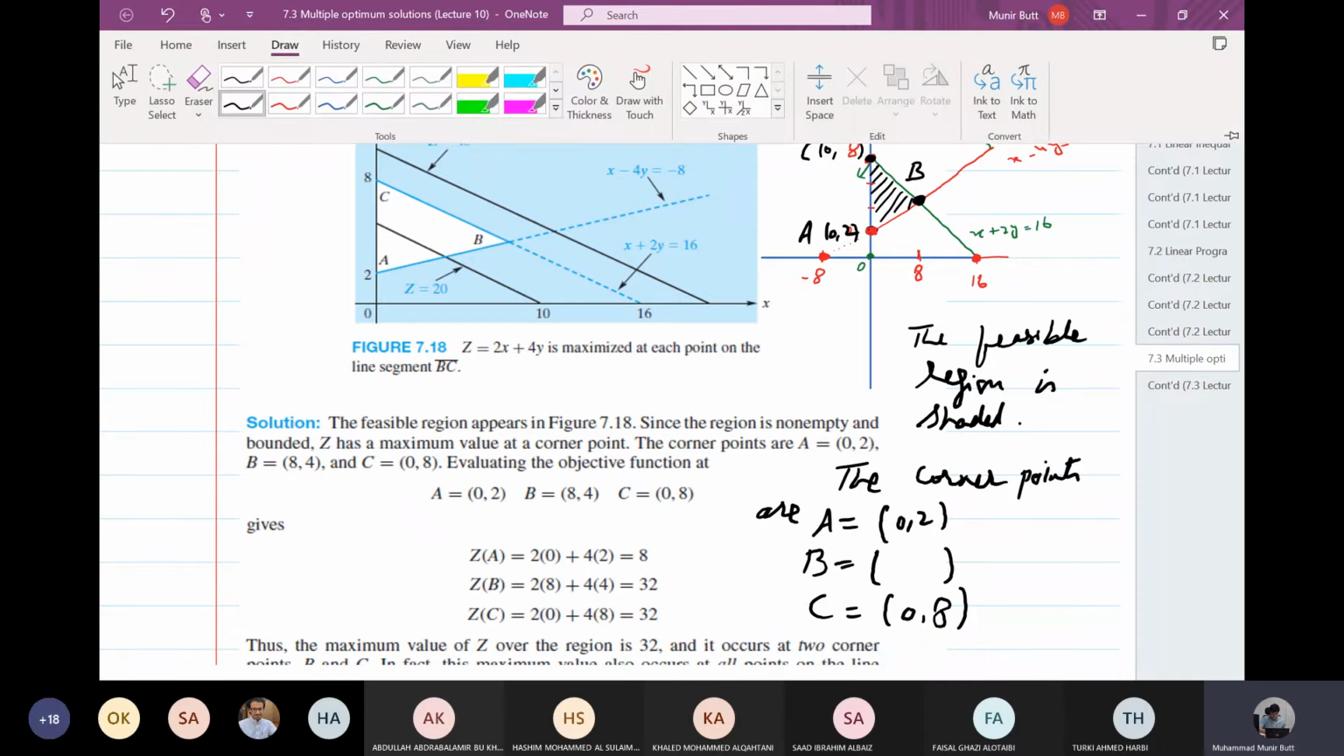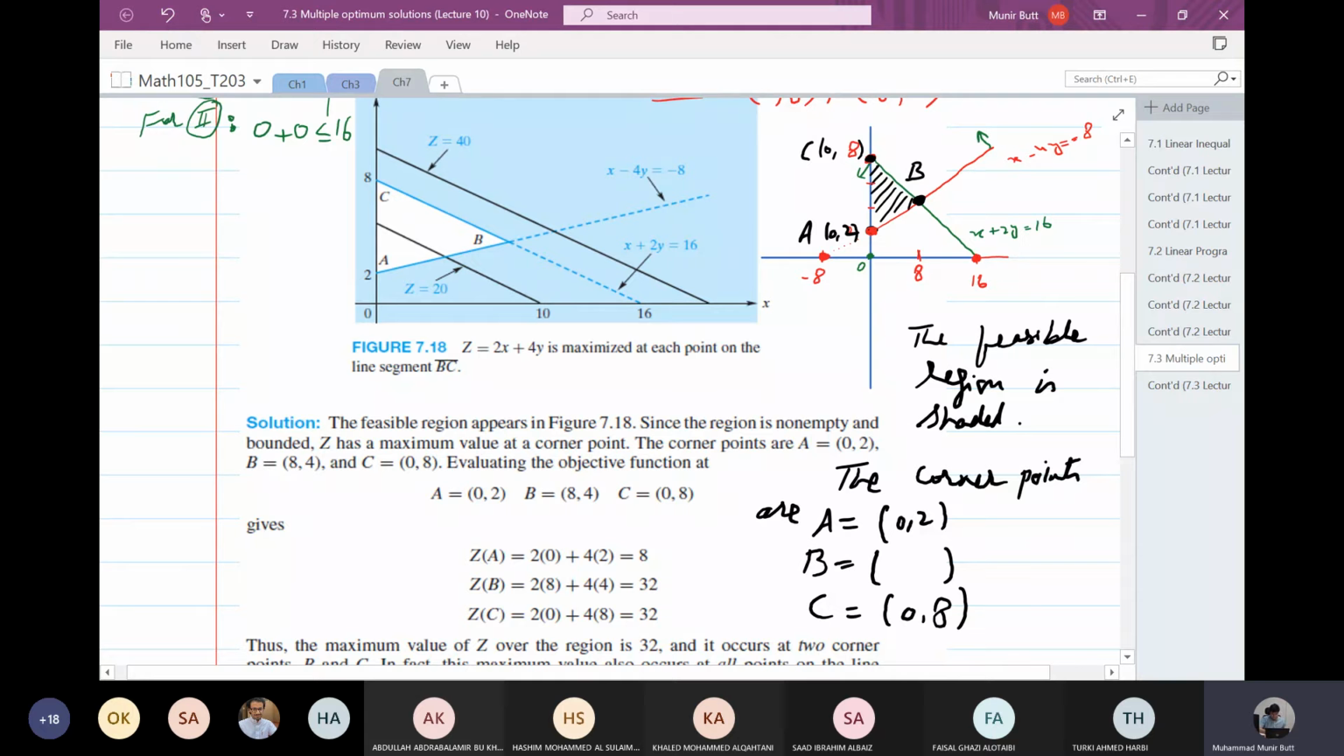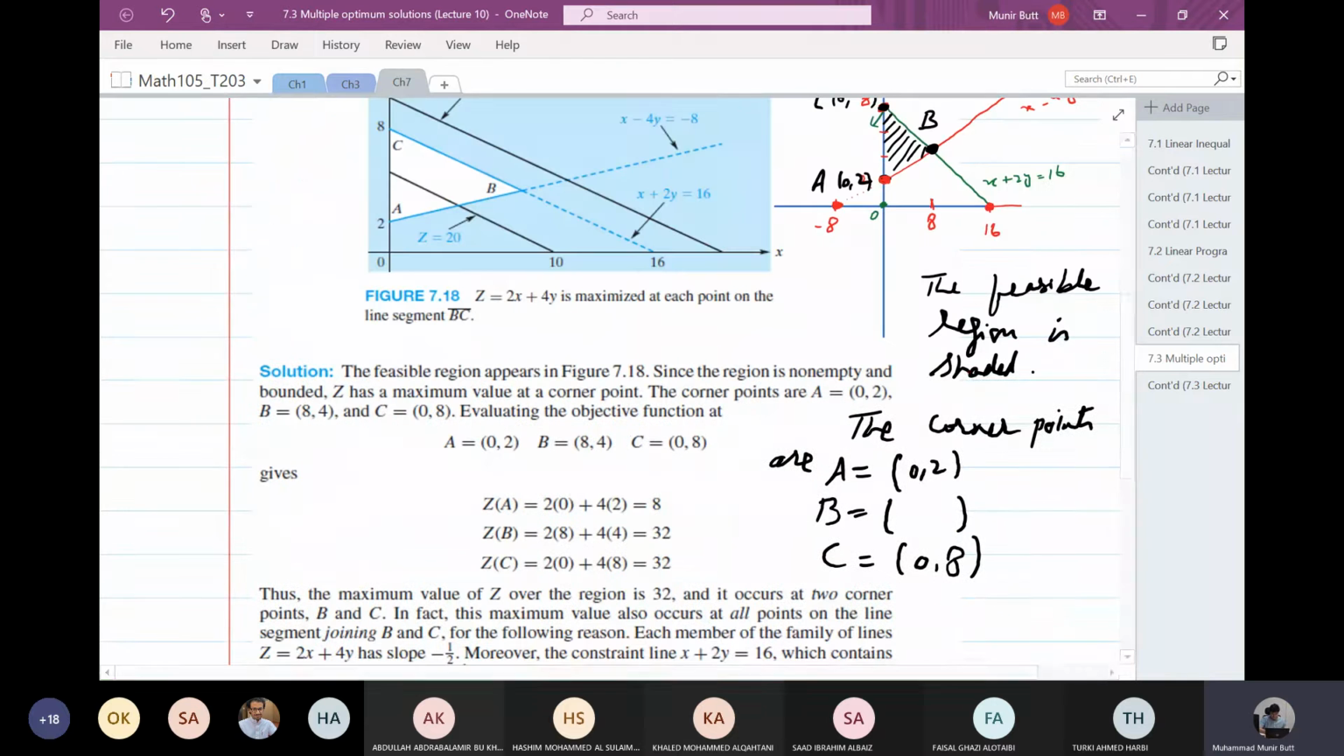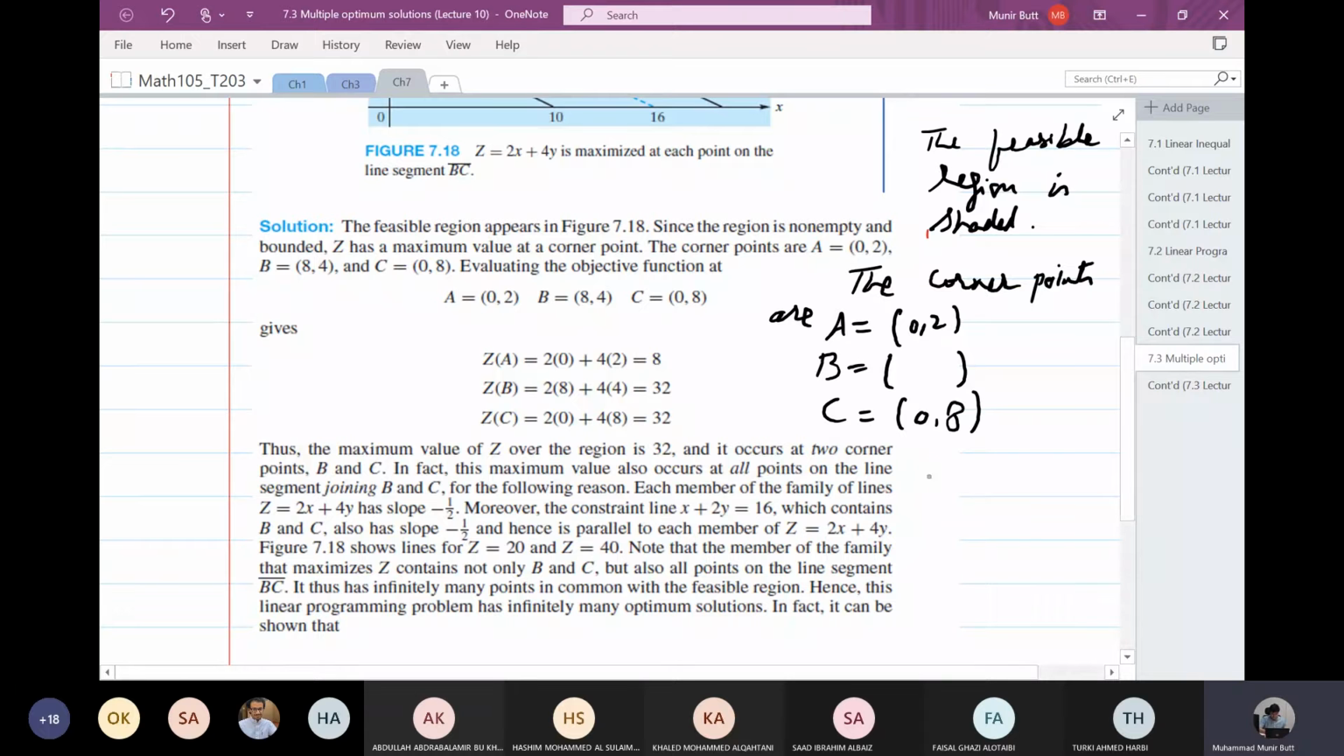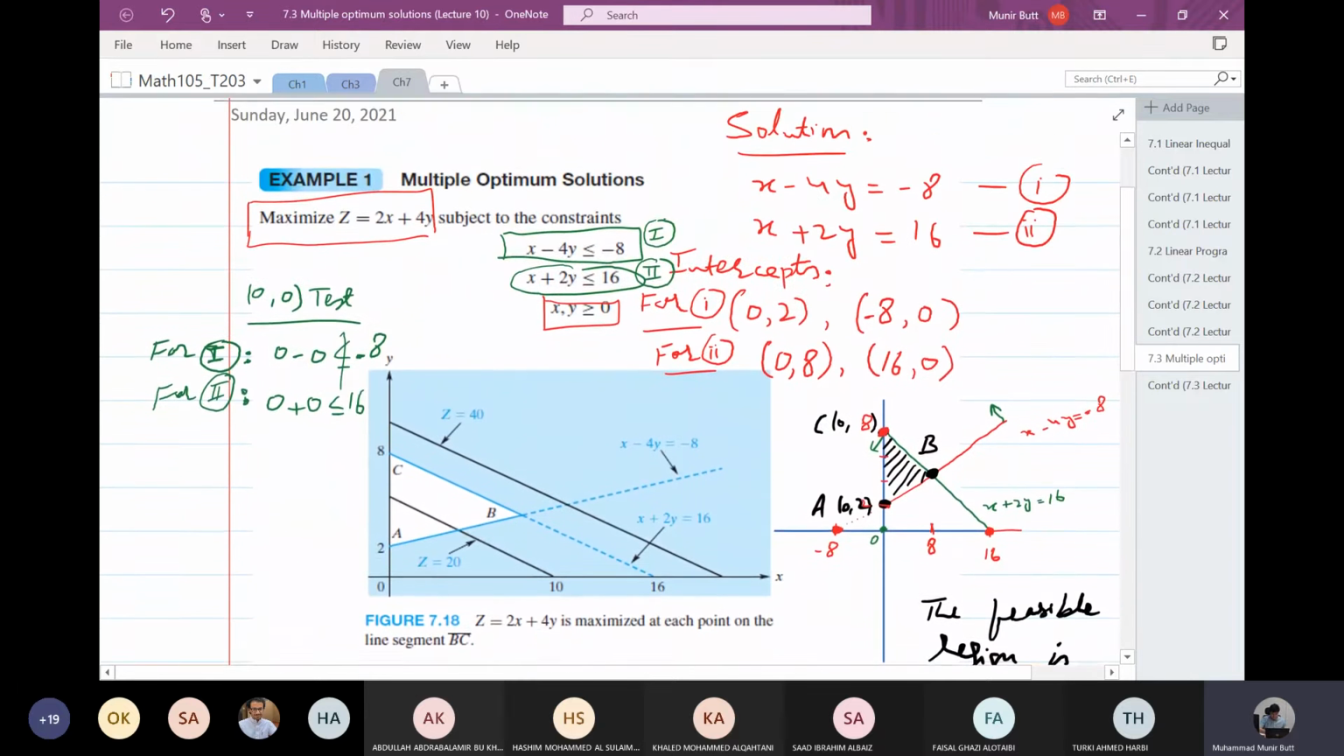And now what we have to do for B? Any idea? We have to solve this equation number 1 and 2 to find B. Solve 1 and 2, and this is what is here.